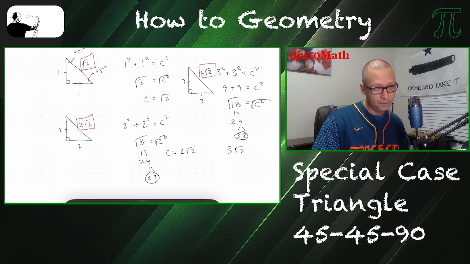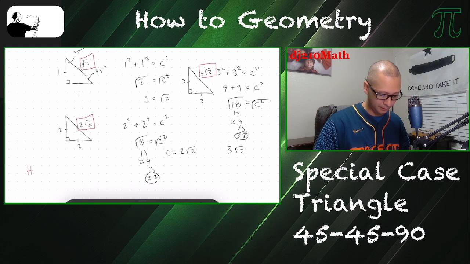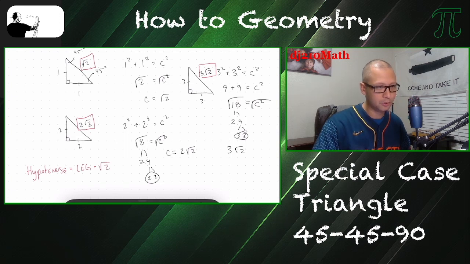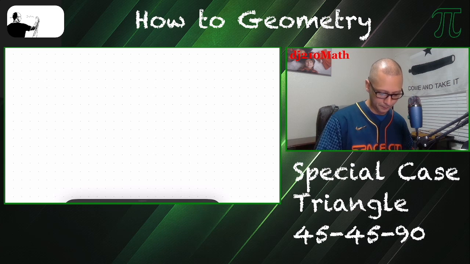All right, so see there's a connection that we can make between the legs and the hypotenuse. Depending on what the legs are, the hypotenuse is going to equal the measure of the leg times root 2. So in a 45, 45, 90 right triangle, the hypotenuse is going to be the leg times root 2. All right, so let's see another example.